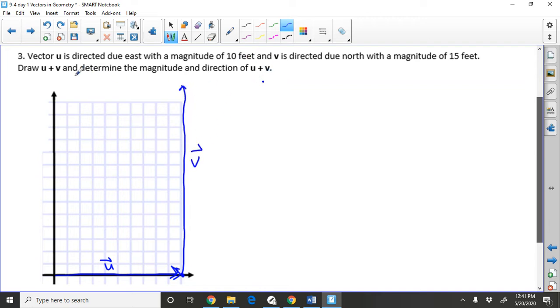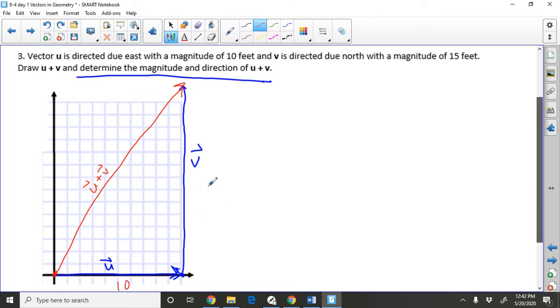What I want to do is determine the magnitude and direction of u plus v. And you can see again here how they're bolded in the directions. When I add them, I start at the origin and I draw one vector that goes from the initial point at the origin out to where the second vector ended when I added them head to tail. This is the resultant vector u plus v. I need to find the magnitude of that vector.